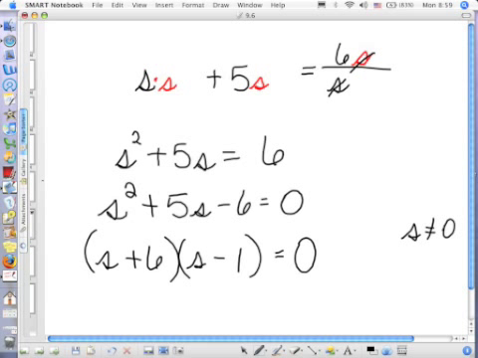Okay, then we have our zero product property, which says if the answer to this addition problem times the answer to this addition problem equals 0, one of those answers has to be 0, right? Which means if this works out to be 0, then s was equal to what? Negative 6. And if this works out to be 0, then s was equal to positive 1. Do either one of those violate my restriction? No. So s was equal to negative 6 and positive 1.